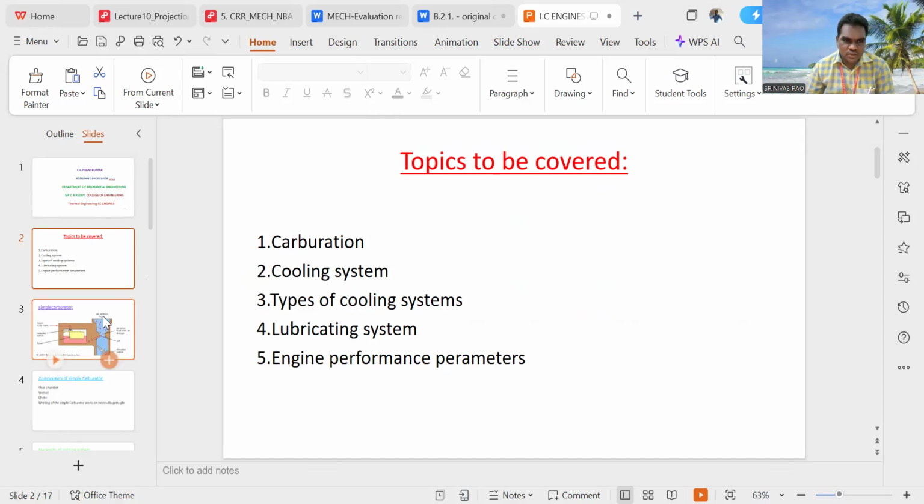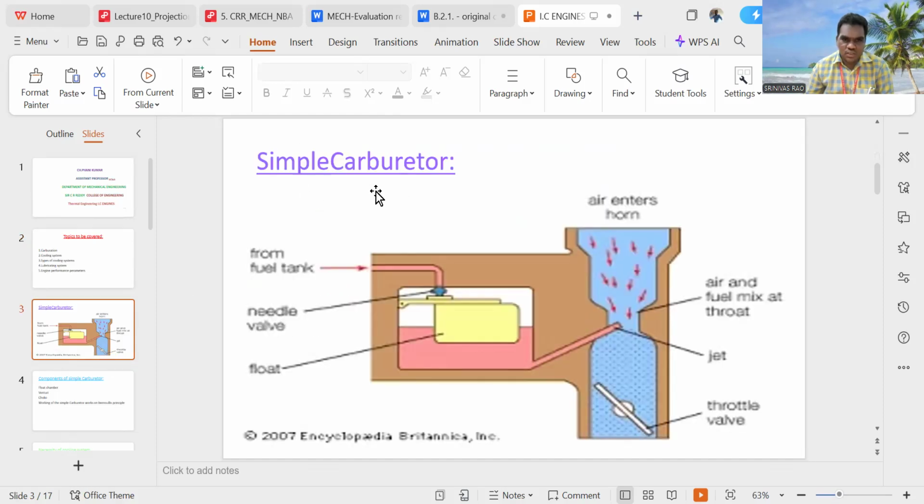So, carburetor. Here you see the schematic representation of a simple carburetor. It is one of the important elements in the fuel supply system of spark ignition engines. The main function of the carburetor is to produce an air-fuel mixture and send it into the combustion chamber in proportionate ratios.